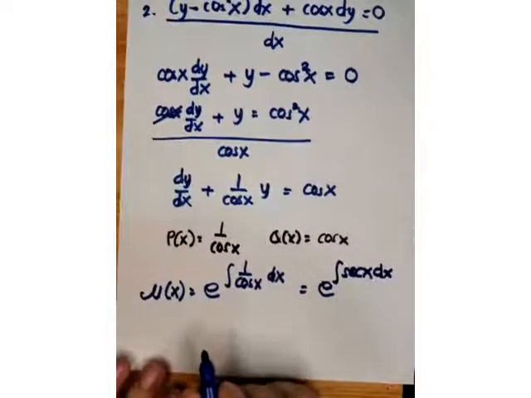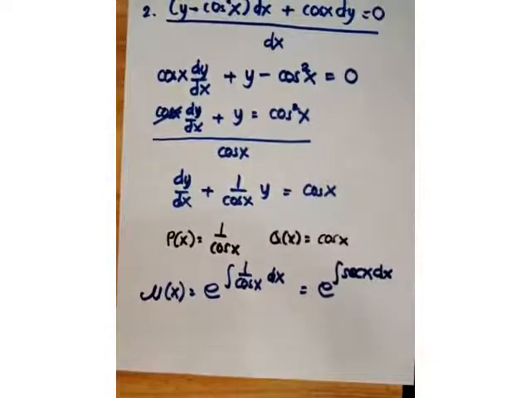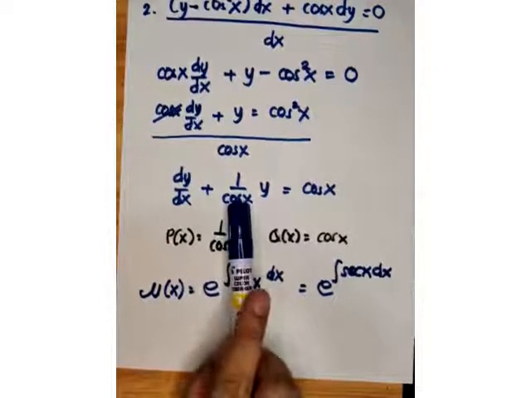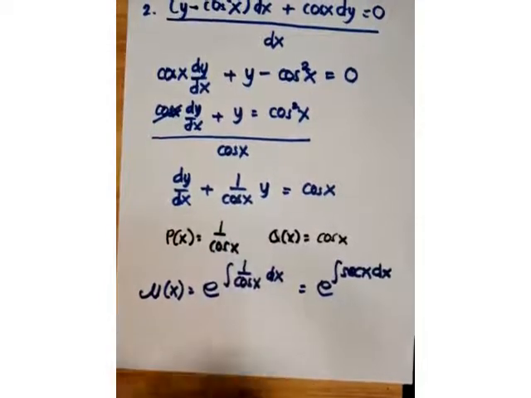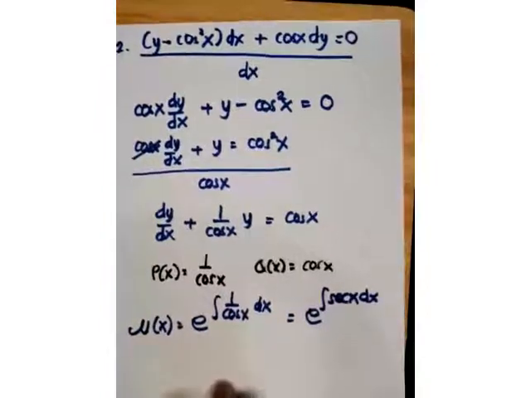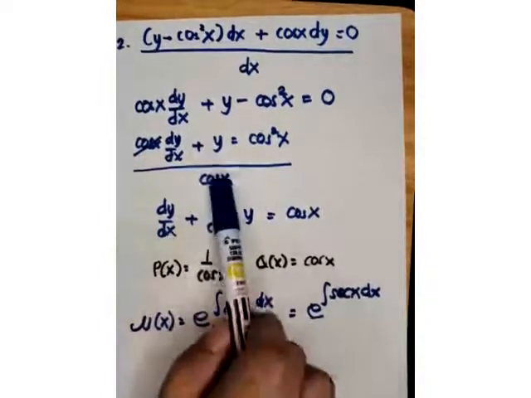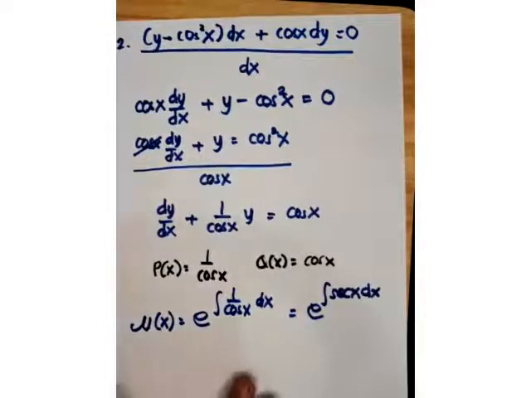Okay. What do you mean? This one? Erwin? Because that is y divided by cosine. Okay.